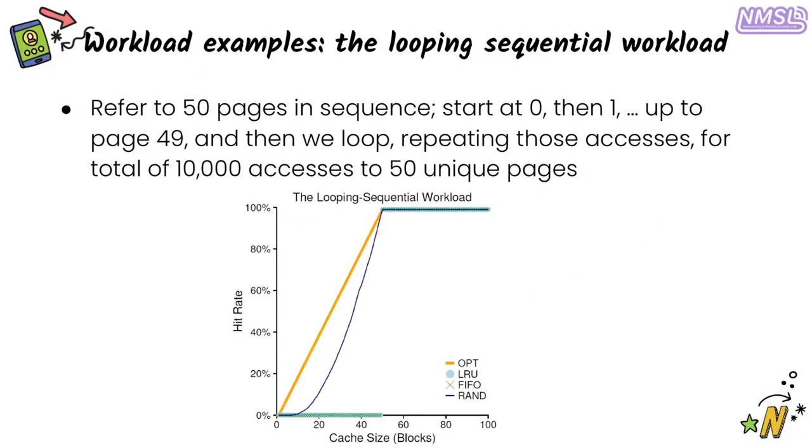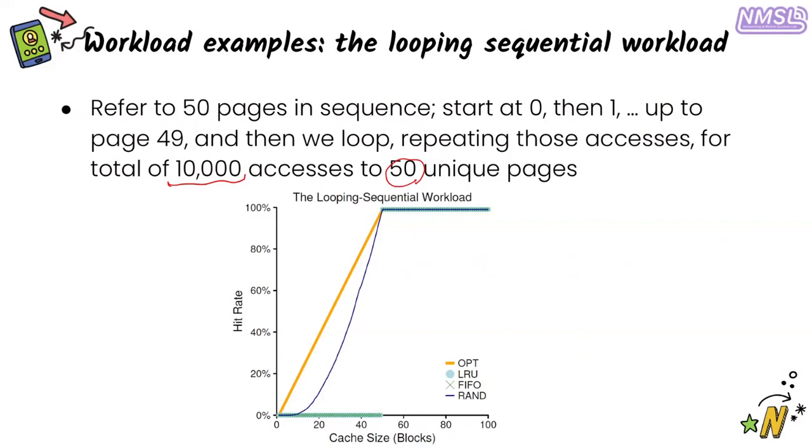The next one is called the looping sequential workload, where you refer to 50 pages in sequence. Basically, you start at 0, then 1, 2, 3, up to page 49. Then we loop again, 0, 1, 2, until 49. For a total of 10,000 accesses, 50 unique pages. Now, one might wonder, why is this even realistic? Well, a typical example is database applications that actually do it.